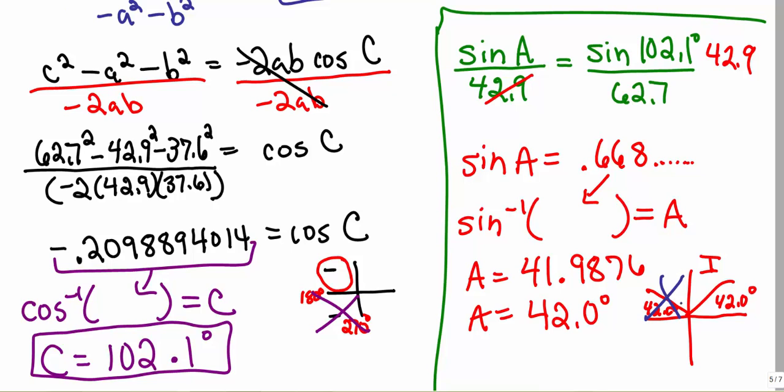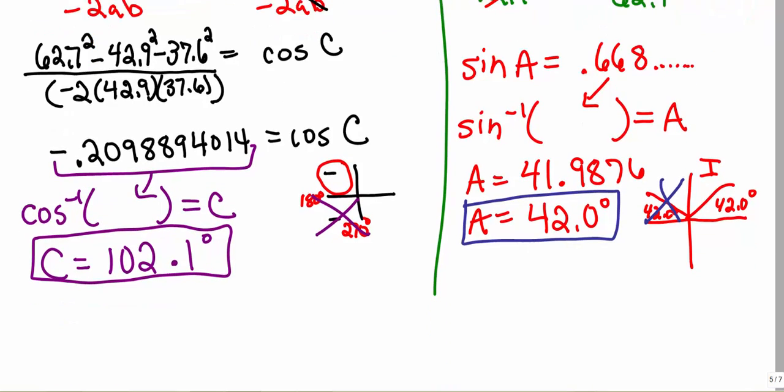I'm not going to bother with that one because we already said that angle C was the largest angle, and there can only be one obtuse angle in the triangle. Since I already have one obtuse angle, we cannot have another obtuse angle for angle A in our triangle. So for angle A, the only option we have is 42.0 degrees. So once again, no ambiguity. We avoided that by solving for the largest angle first.